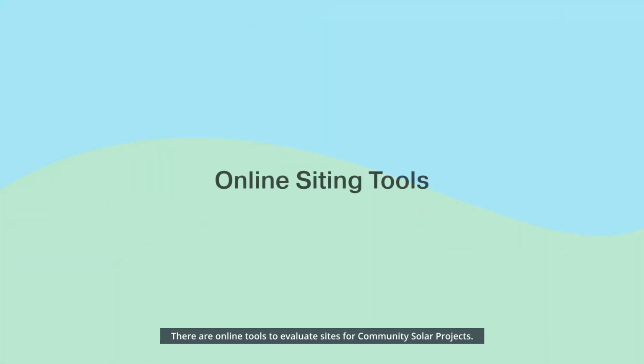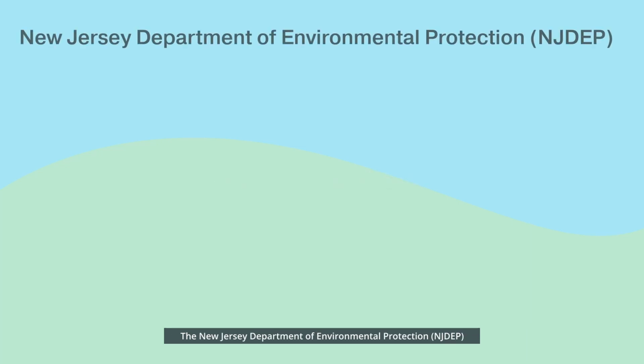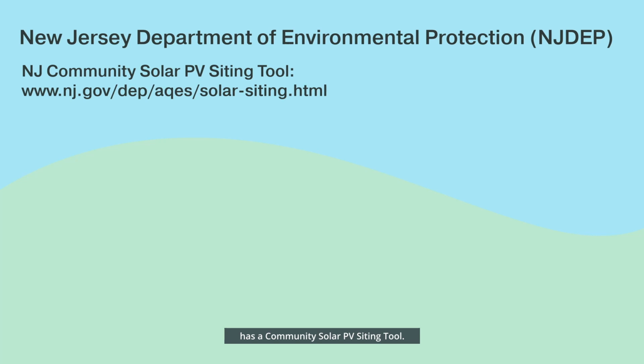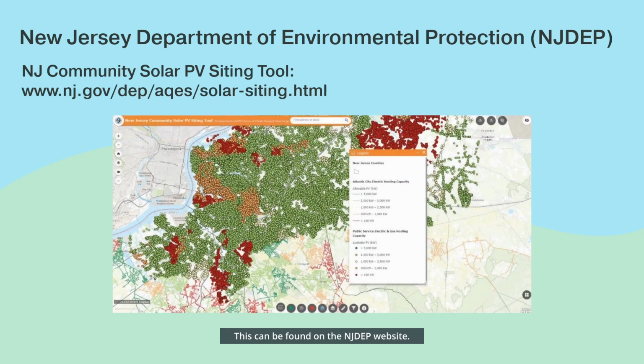There are online tools to evaluate sites for community solar projects. The New Jersey Department of Environmental Protection has a community solar PV siting tool. This can be found on the New Jersey DEP website. The New Jersey DEP Community Solar PV Siting Tool can show the estimated interconnection capacity of a site.